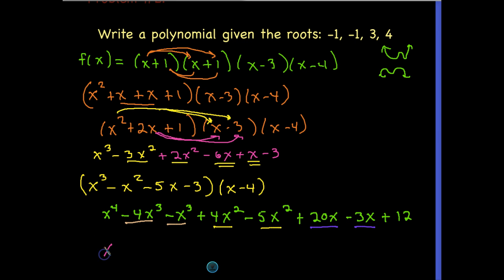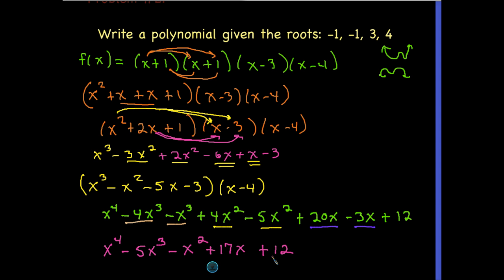All right, so our final polynomial is x to the 4th. Combining these would give us negative 5x cubed. Combining these are going to give us negative x squared. And then combining these, 20 minus 3 is positive 17x, and then a plus 12 on the end.